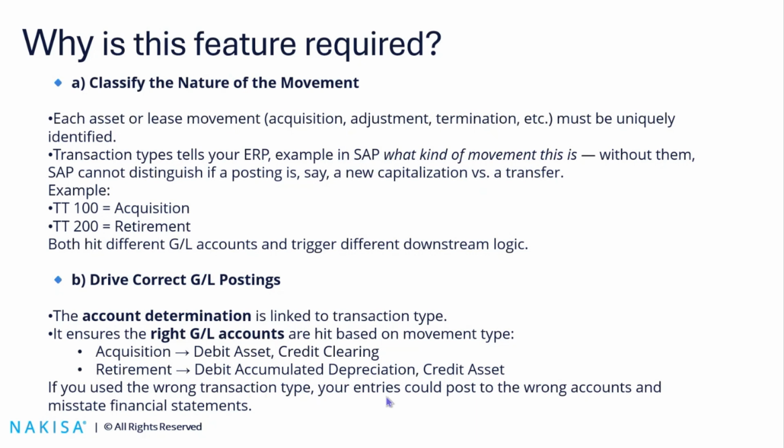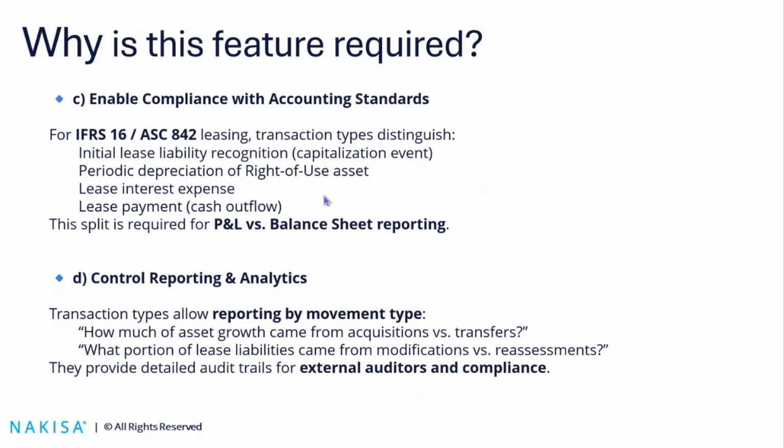If you're using a wrong transaction type, your entries could post to the wrong accounts, and there'll be misstatement in the financial statements. So this is enabled for your accounting standards for compliance. The initial lease liability is recognized, and there are also periodic depreciation and lease interest expense. There are different types of transactions we have during the life of the lease, as well as any lease modification postings that get generated, which will split our accounts into P&L and balance sheet reporting.